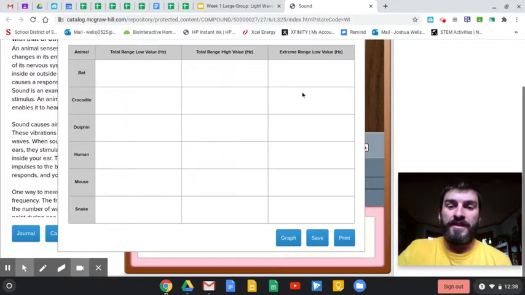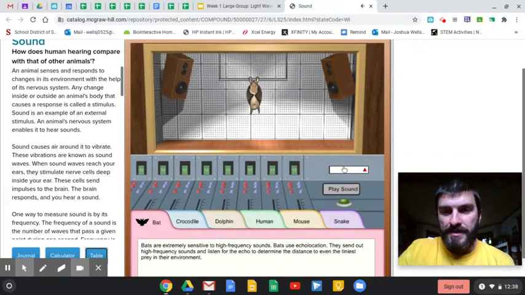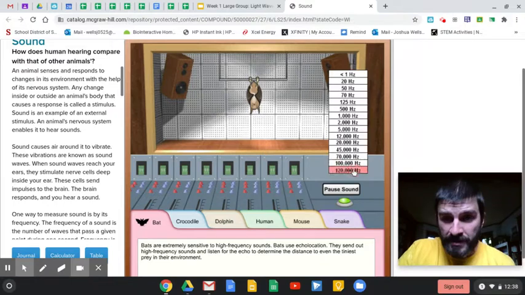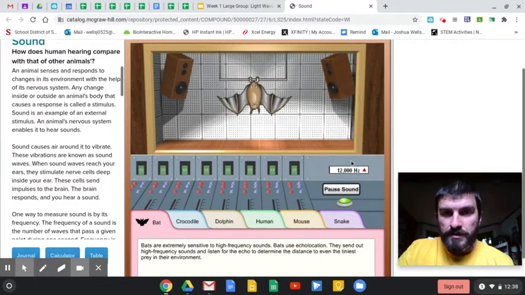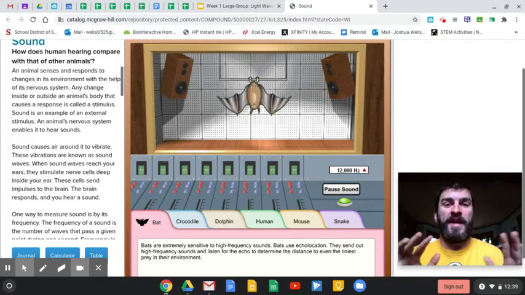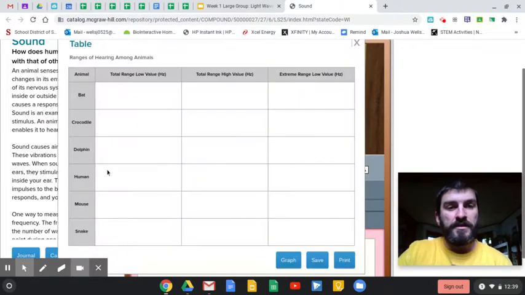If we look at the bat, for example, we find the point where the bat is responding to the sound we're testing on it. At 12,000 hertz, we see that the bat is expanding its wings about halfway. I know it's hard to tell in the simulation, but it's about halfway. This would be our total range low value.